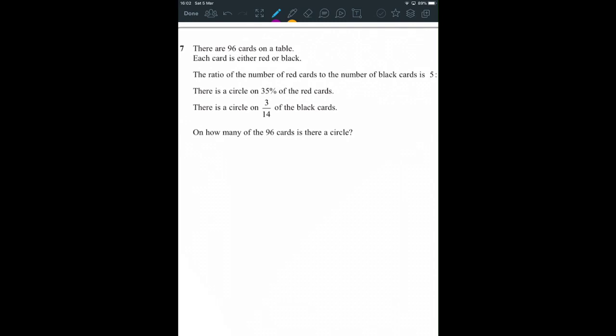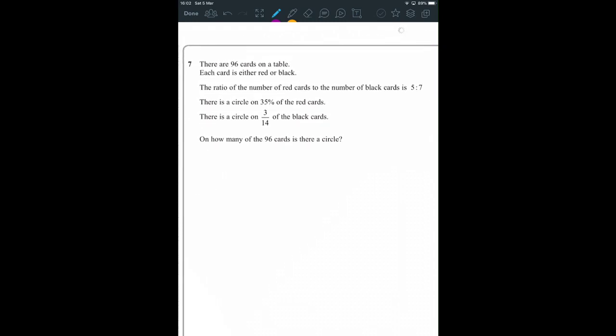Question 7. There are 96 cards on a table, each are red or black. The ratio of the number of red to black is 5 to 7. We've been told there's a circle on some of the red and a circle on some of the black. We want to know how many circles there are amongst this pack of 96 cards.